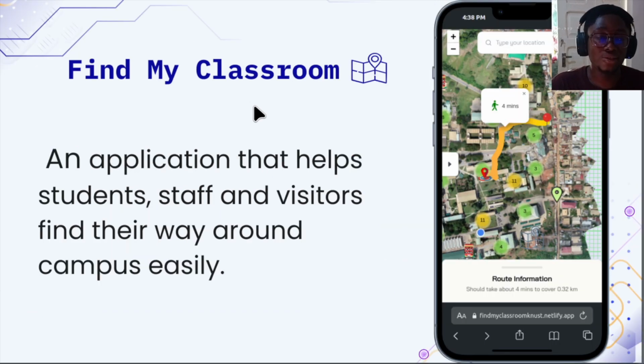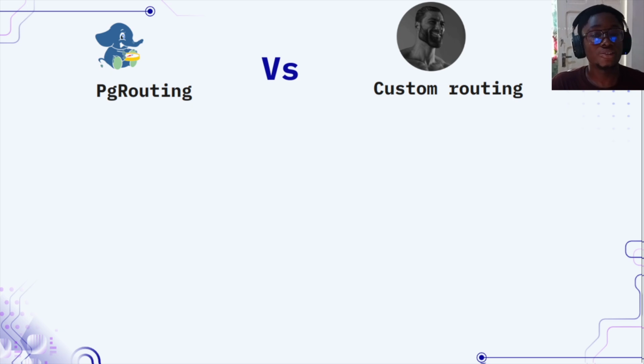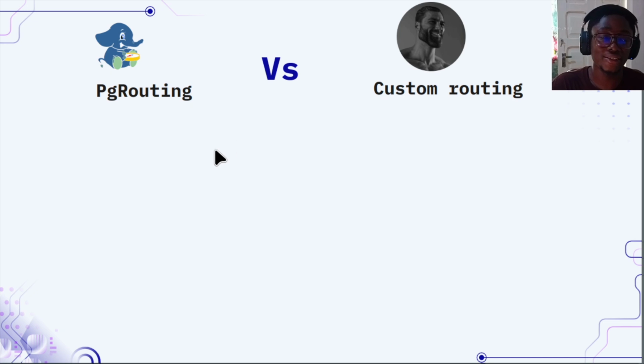So to bring this into perspective, let me introduce a use case. Find my classroom. This application helps students, staff, and visitors find their way around campus easily, and I built this powered by PostGIS. All right. So when you're building a routing solution, we primarily have at least two approaches. One is to rely on pgRouting, which is a tool that is built on top of PostGIS, and second, to build a custom routing solution.